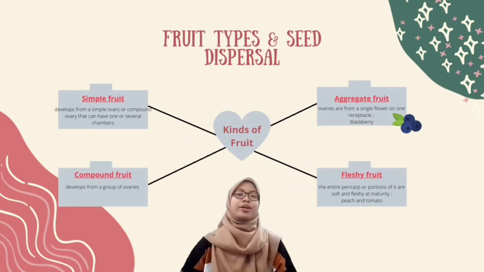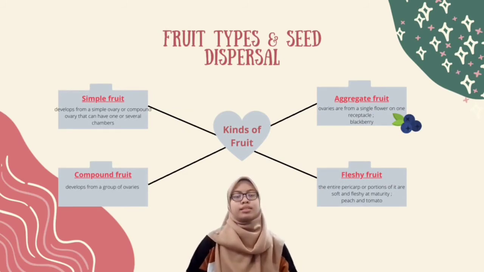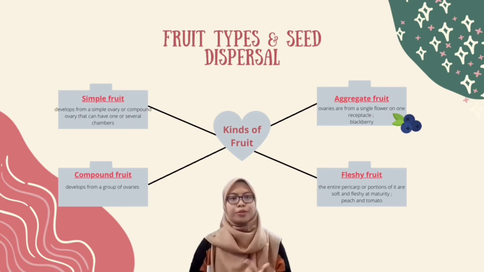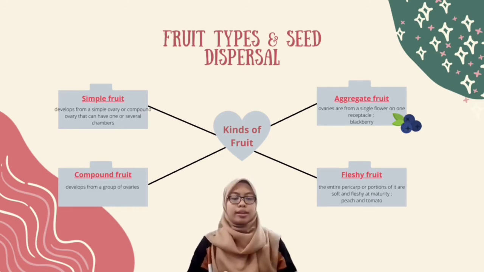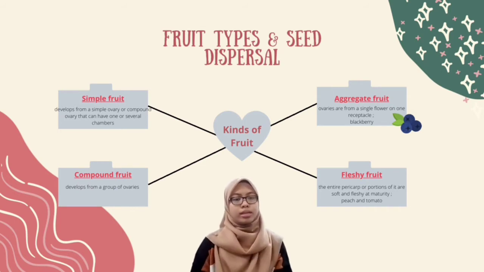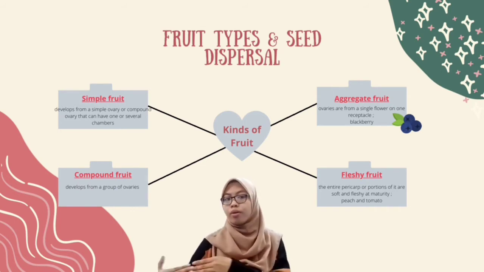The next part is about fruit types and seed dispersal. There are 6 kinds of fruits, which are simple fruit, compound fruit, aggregate fruit, fleshy fruit, multiple fruits, and dry fruits. The first one is simple fruits. Simple fruits are fruits that develop from a simple ovary or compound ovary that can have one or several chambers. The second one is compound fruit. Compound fruit is developed from a group of ovaries.